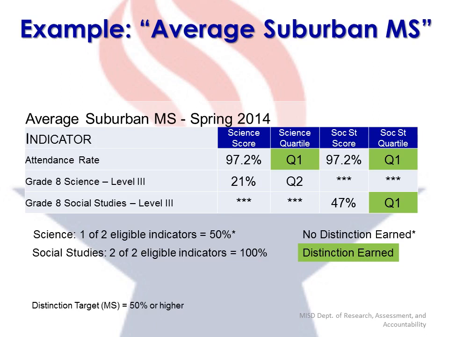While that's disappointing news for Average Suburban Middle School, the good news is that the school easily achieved academic achievement distinction for social studies.